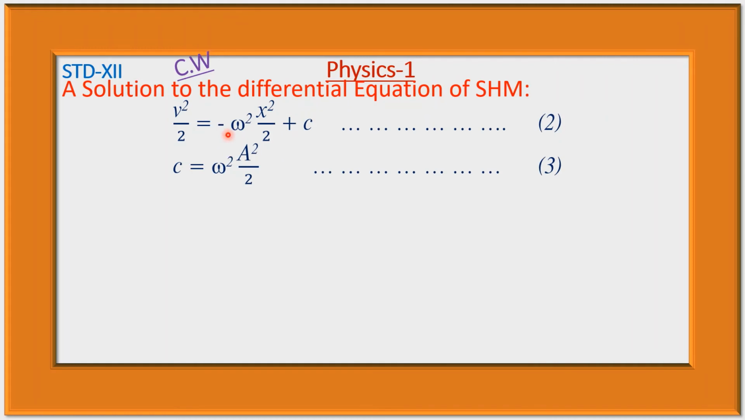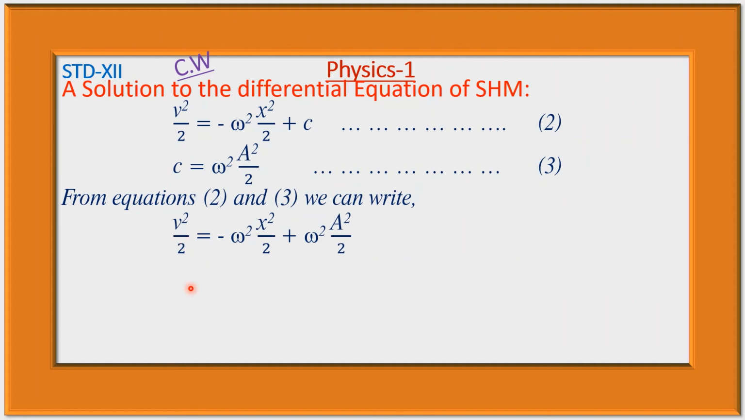Here v square by 2 is equal to minus omega square x square by 2 plus c. This is equation number 2, and after calculation the value of c is omega square a square by 2. Already we have determined it, and now from equations 2 and 3, we can write v square by 2 is equal to minus omega square x square by 2 plus omega square a square by 2.